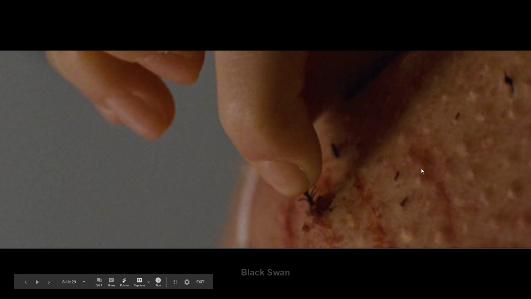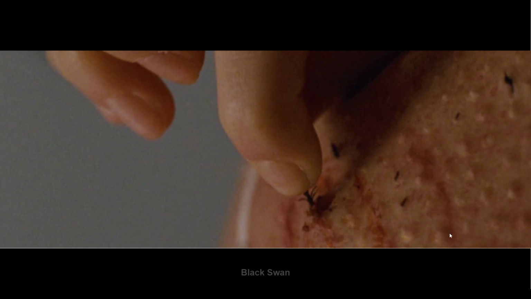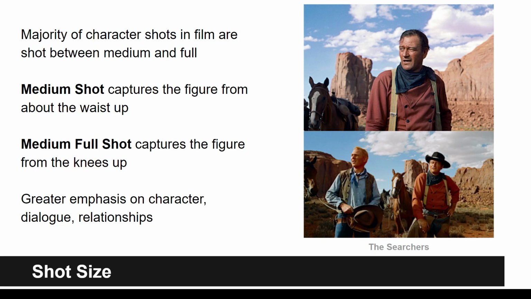And extreme close-ups are really useful for showing detail shots, whether it's something like this where she's plucking feathers out of her skin, or a logo on some keys or on a piece of evidence that a character just notices. It's revealing to us as the viewer what important detail we're almost missing.